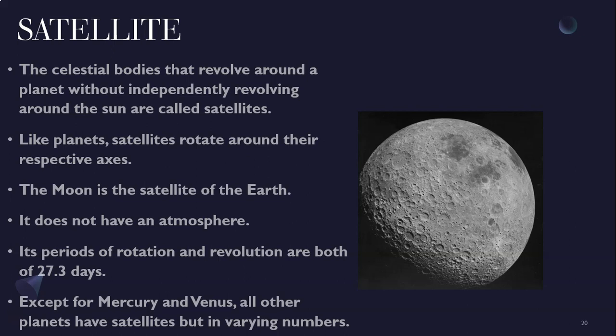At the start of this video, I showed you that particular table. In that table, in one particular column, satellites of different planets are mentioned. If you see, the numbers are mentioned over there. For Earth, we have only one satellite, which is the Moon. Mars has two. Similarly, different planets have varying numbers of satellites, but Mercury and Venus do not have a satellite.